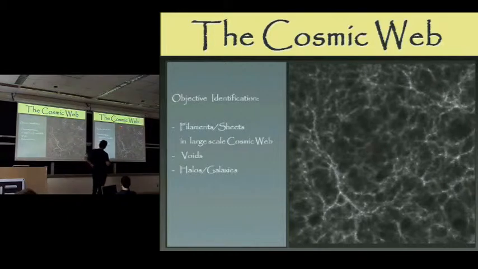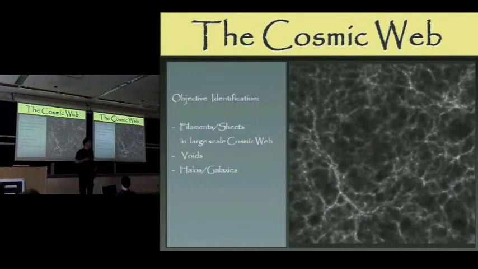What it starts with is, of course, usually you only have a discrete distribution that is tracing this matter distribution. Either it's N-body particles or they are galaxies, right? Now, you have to translate this into a density field. And of this density field, you basically want to determine the morphology, right? And the morphology determines whether you're dealing with filamentary bridges, with walls.